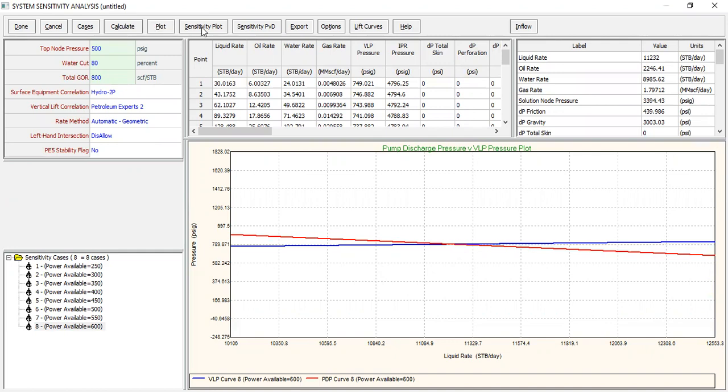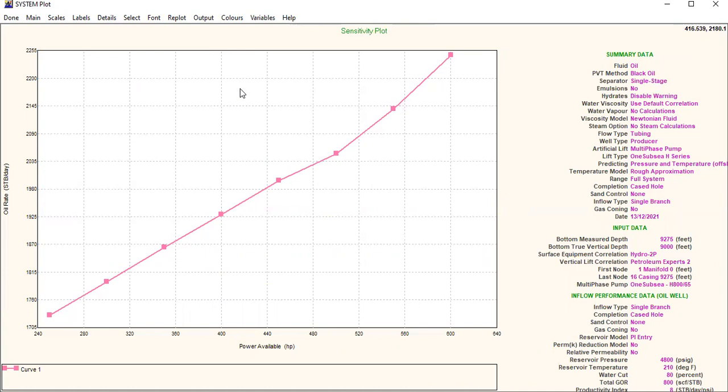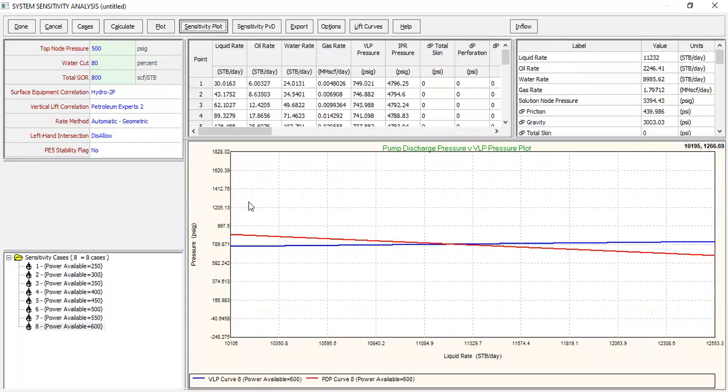And again, the sensitivity plot. I think this is the main analysis, the main results that we can take. For the liquid rate, done, you can see at 600 horsepower, we will get more than 11,000 stock tank barrel per day. You can exercise with these plots: system plot, wellhead plot, pump plot, and one subsea plot. From here, we have completed this exercise, this multi-phase surface pump nodal analysis.